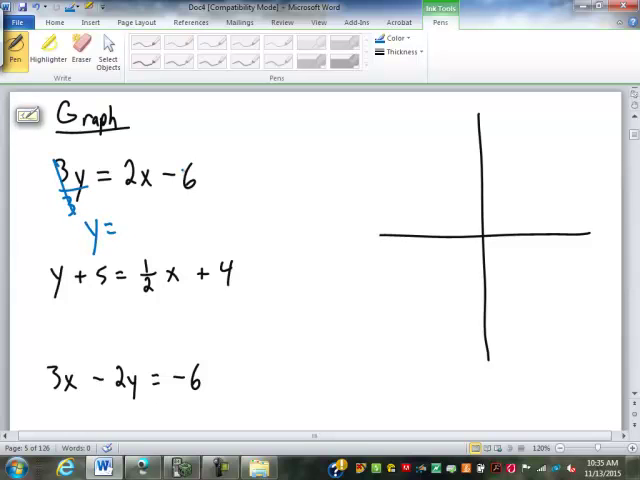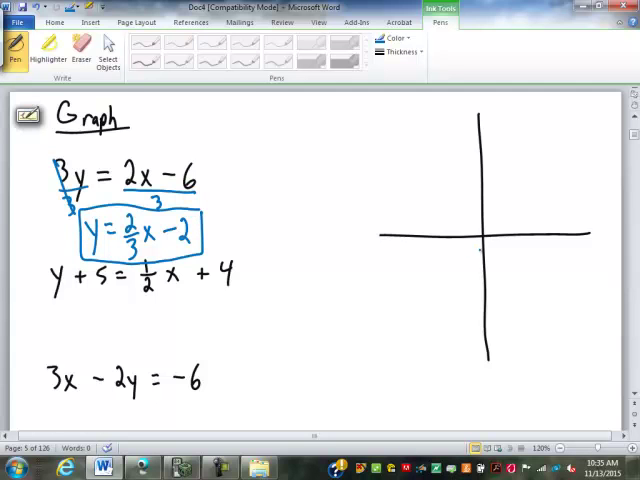Now when we multiply or divide an equation, we have to divide or multiply each piece. So we divided the 3y. On this side, we have to divide each piece as well. 2x divided by 3, well, we just treat that like a fraction. The division becomes a fraction, 2 over 3 x. Negative 6 divided by 3 is negative 2. So that equation becomes y equals 2/3 x minus 2.